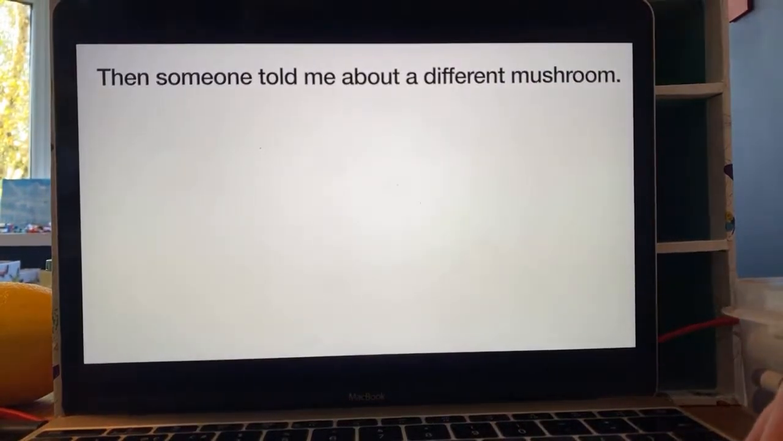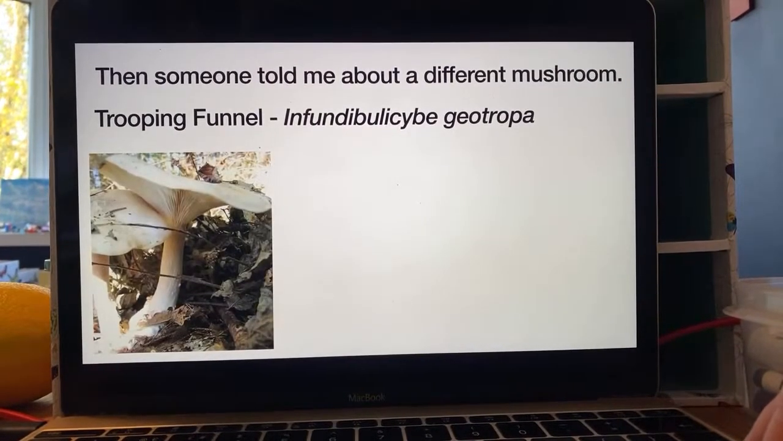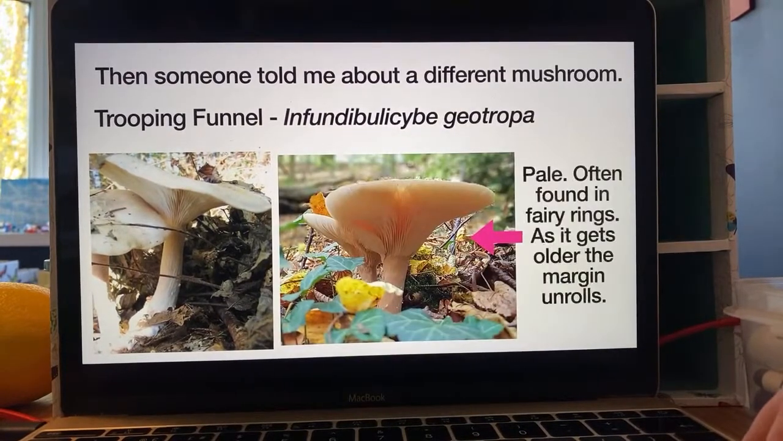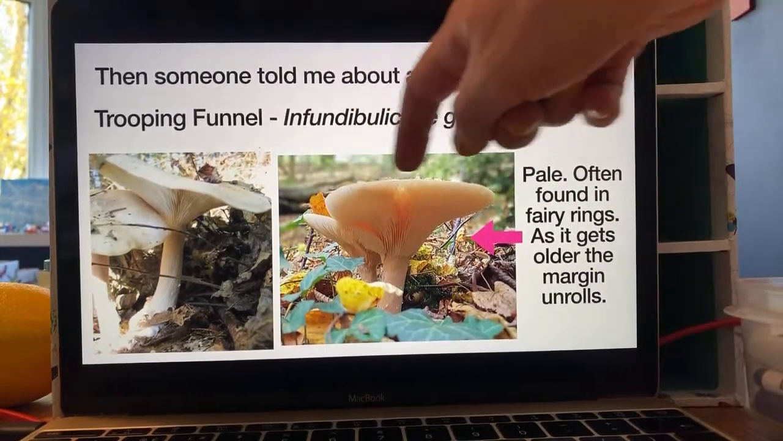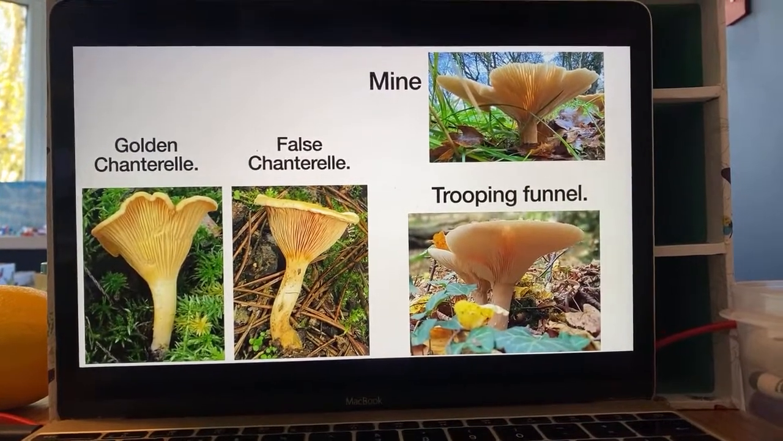And then someone told me about a different mushroom called the trooping funnel. And here's a picture of the trooping funnel. It's much paler, right? And it's often found in fairy rings. And as it gets older, the margin, which we'll talk about in a sec, the edge of the mushroom, unrolls. So go on. Have you changed your percentage certainty, or are you sticking with the same percentage certainty?